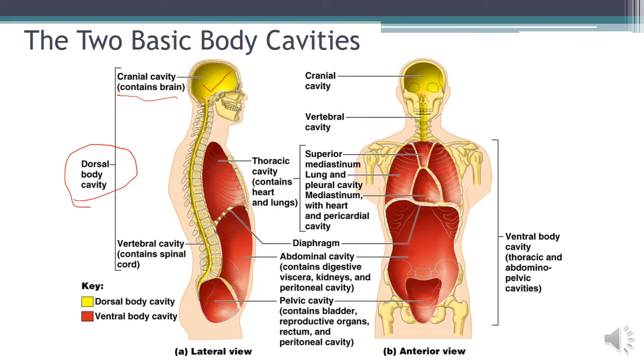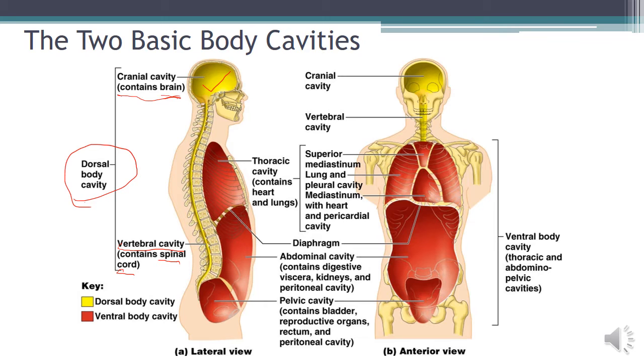The first one is called the cranial cavity, which is inside your skull, and that cavity is going to contain the brain. The second smaller cavity inside the dorsal cavity is called the vertebral cavity. The vertebral cavity is this section of yellow here that's inside the spine or inside the vertebrae. And this vertebral cavity is important because it contains the spinal cord.